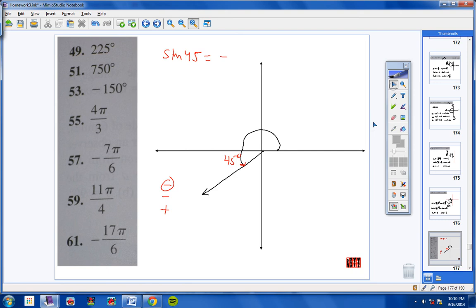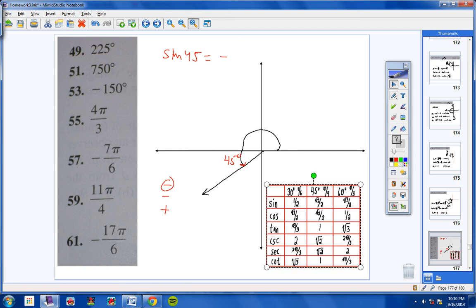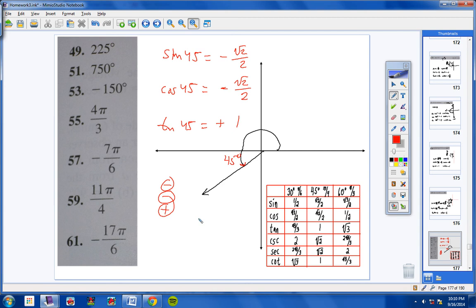And now let's pull this up, and let's use our handy dandy table here. Let's see, the sine of 45 degrees would be square root of 2 over 2, so negative square root of 2 over 2. The cosine of 45 degrees is going to be negative, so we're going to put a negative sign here. And the cosine of 45 degrees would be square root of 2 over 2, same thing. And then the tangent of 45 degrees is going to be positive, okay? And the tangent of 45 degrees will be 1. So there we go. Not too bad.